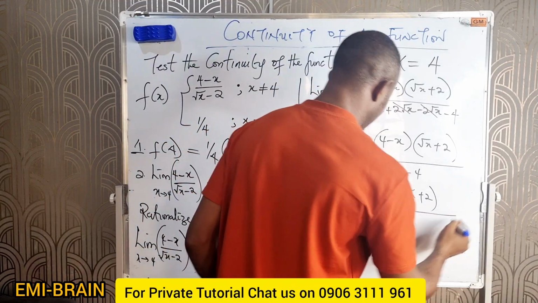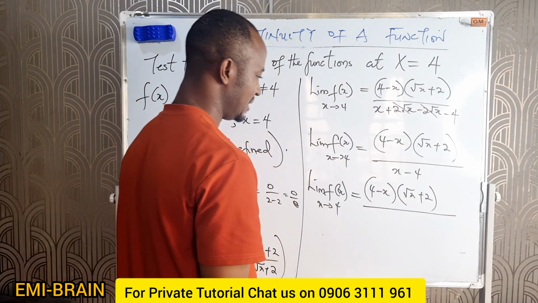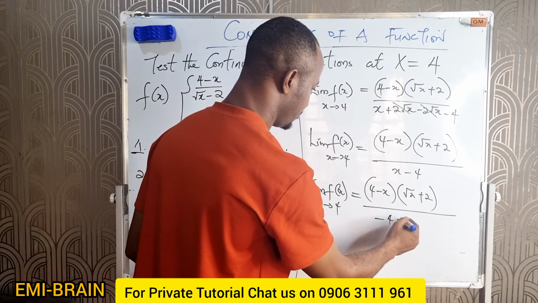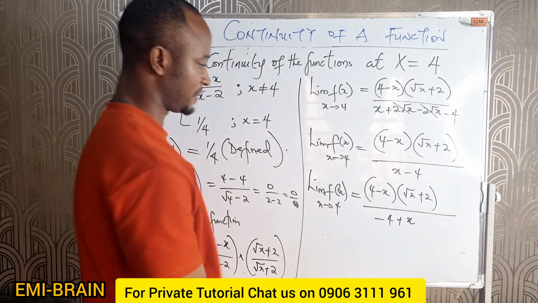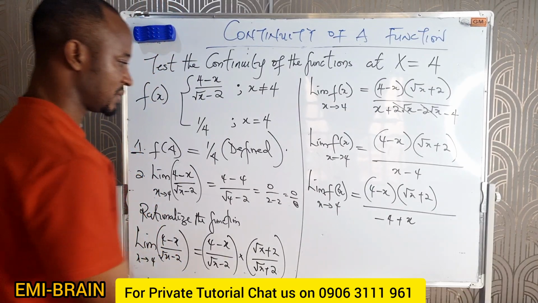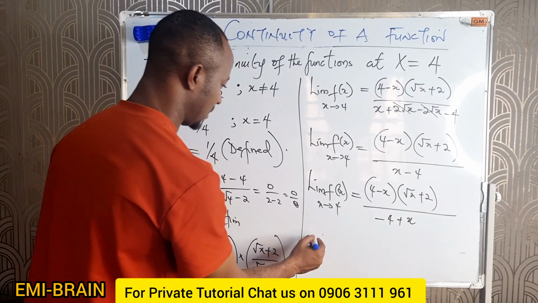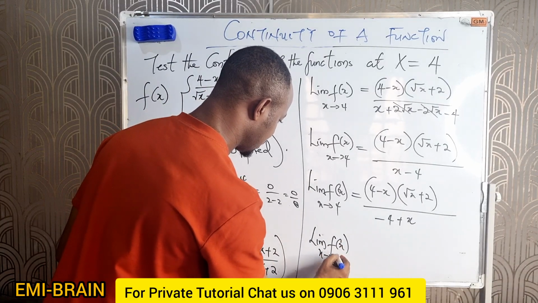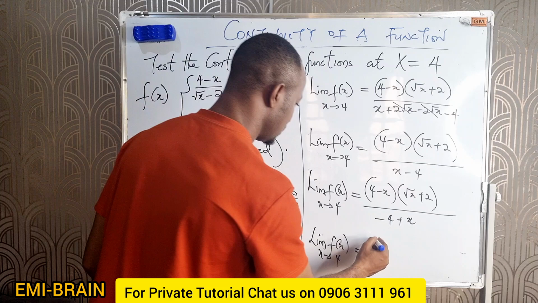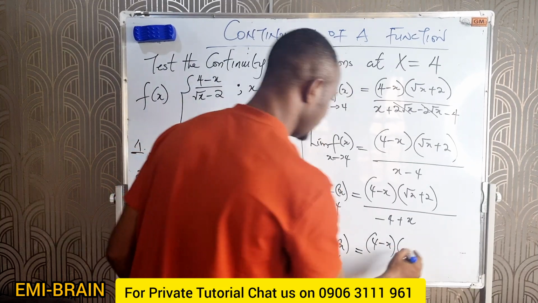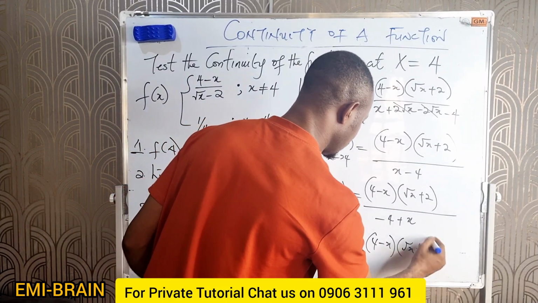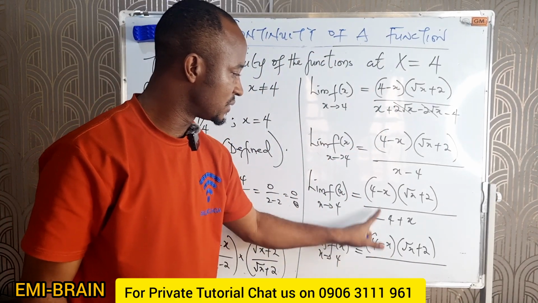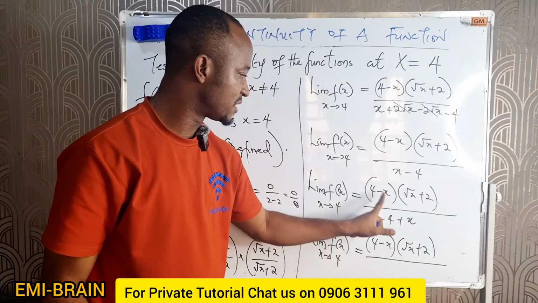So here we have divided by, let's rewrite this. This can also be written as minus 4 plus x. Am I communicating here? Minus 4 plus x. So let's finalize the expression. We can also rewrite this as the limit of f of x as x approaches 4 to be equal to 4 minus x times root x plus 2 all divided by. How do we make this to be equal to this? How do we generate the same expression here?